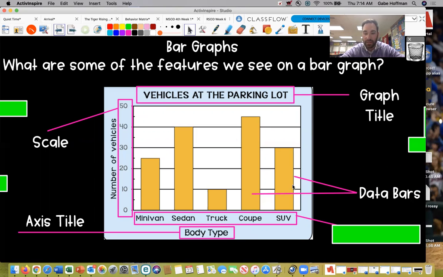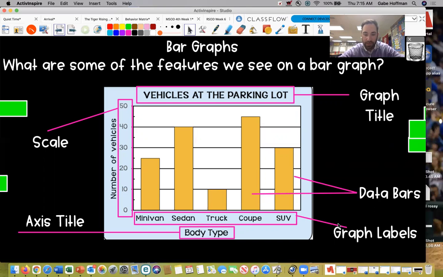On this side, you've got the data bars, right? These are just the actual bars of data that show, for example, truck, my bar goes up to 10. So 10 of the vehicles in the parking lot are a truck. If I go over to minivan, I can go 10, 20, 25. 25 of the cars in the parking lot are a minivan. I'm using those bars to match them up with my scale.